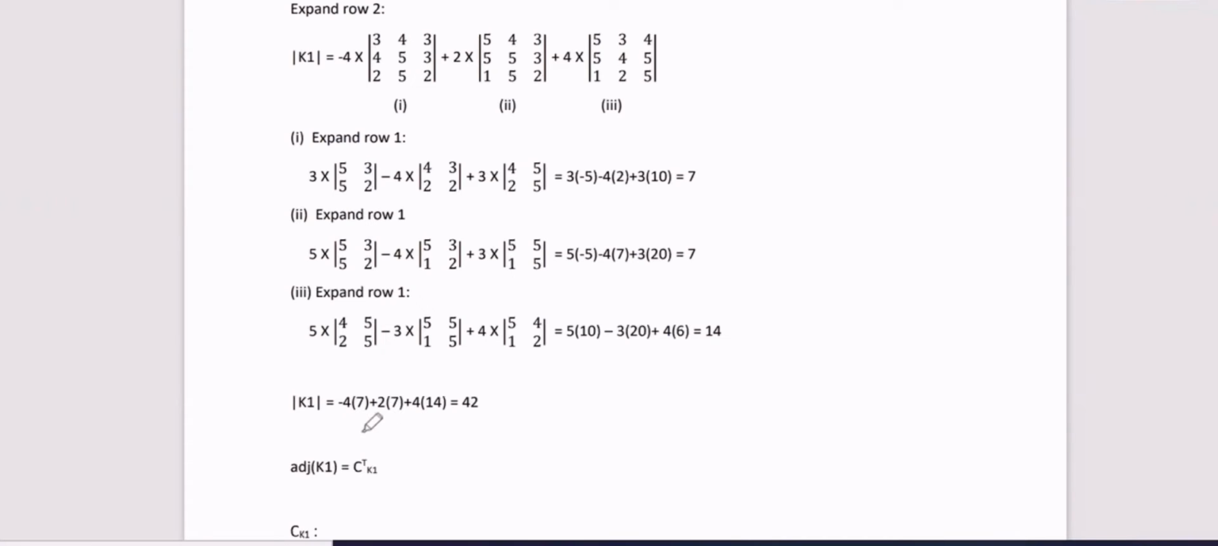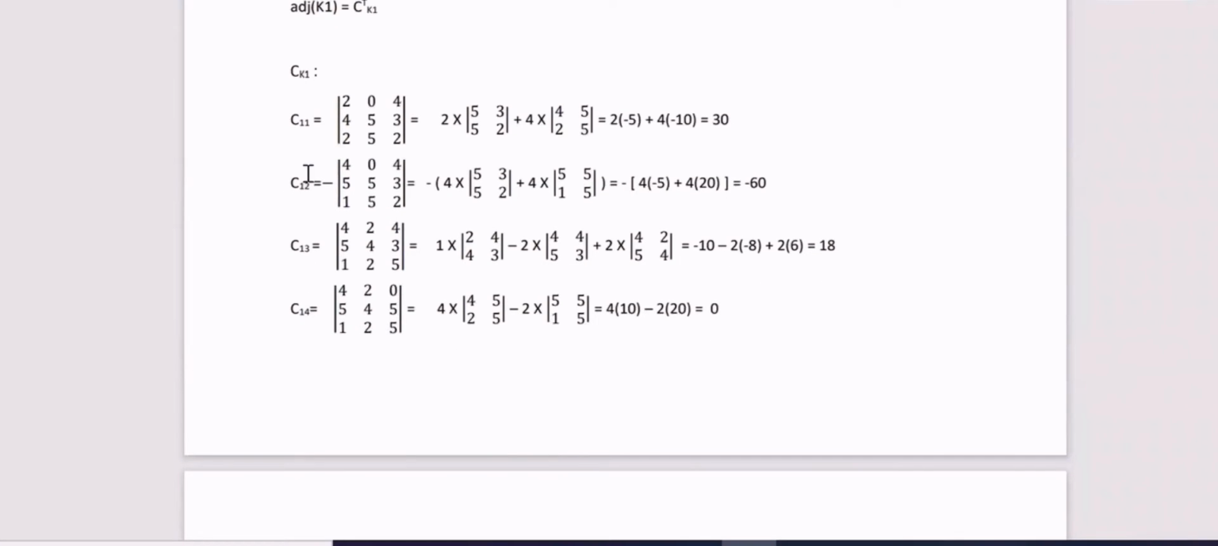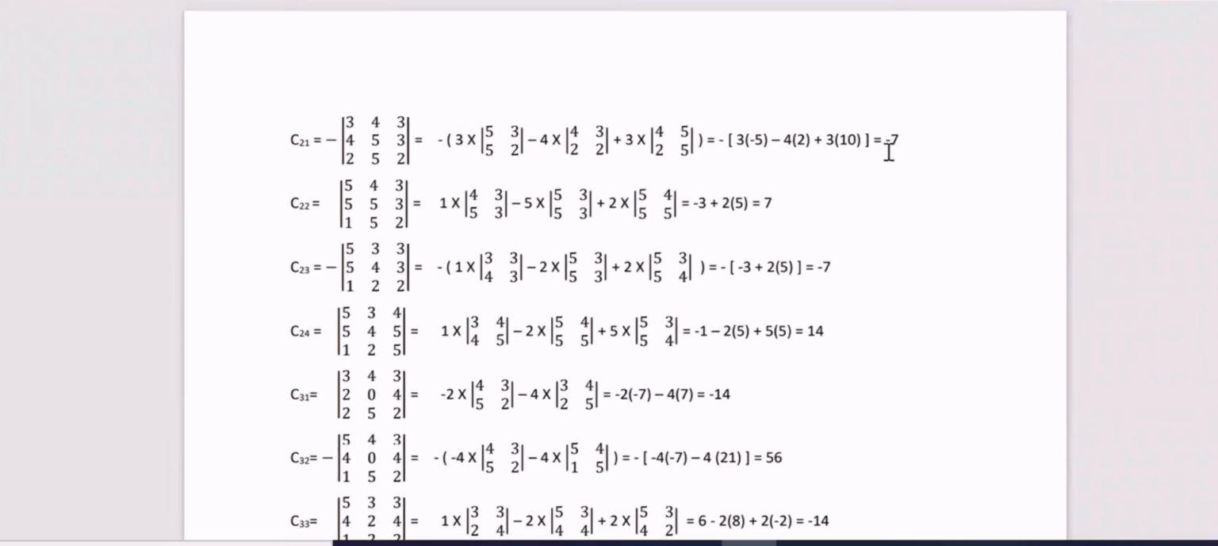We find the adjoint of K1 by finding the cofactor first. So I find the cofactor step by step. For row 1 column 1 I got 30. Row 1 column 2 is equal to -60. Row 1 column 3 I got 18. Row 1 column 4 equal to 0. Row 2 column 1 I got -7. Row 2 column 2 is equal to 7. Row 2 column 3 is equal to -7. Row 2 column 4 is equal to 14.